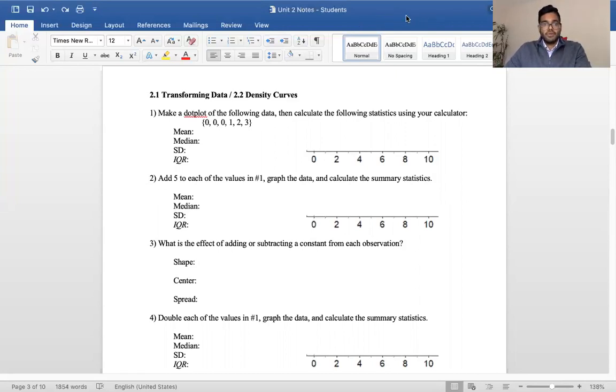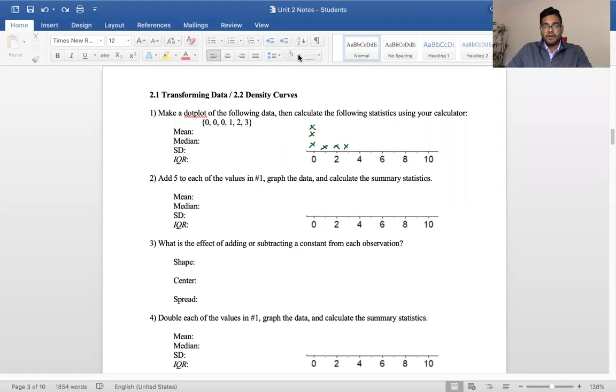So first thing, I said we want to make a dot plot of the following set of data. So we have 0, 0, 0, 1, 2, 3. So I'm just going to make a quick little dot plot. We have a dot at 0, another dot at 0, another dot at 0, and then we have a dot at 1, a dot at 2, a dot at 3.